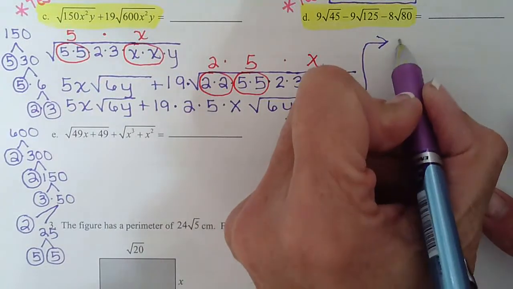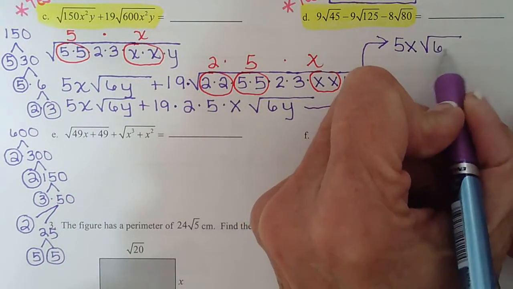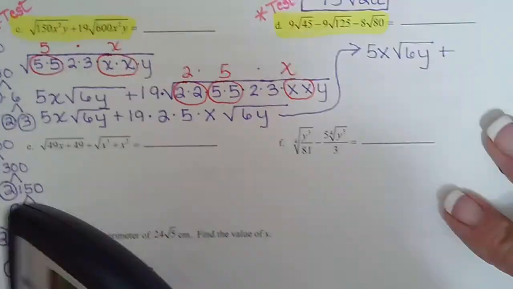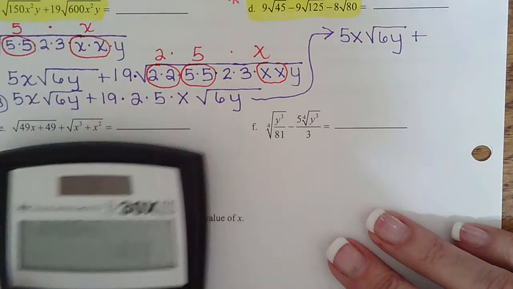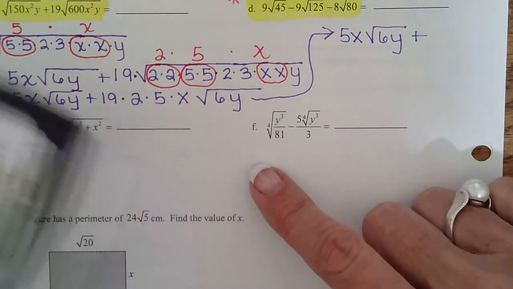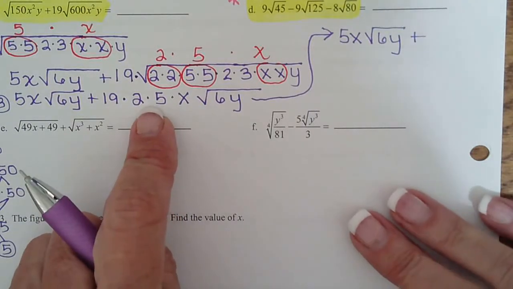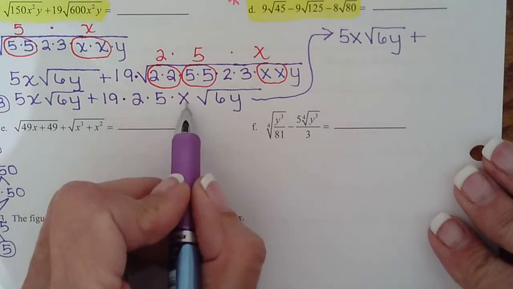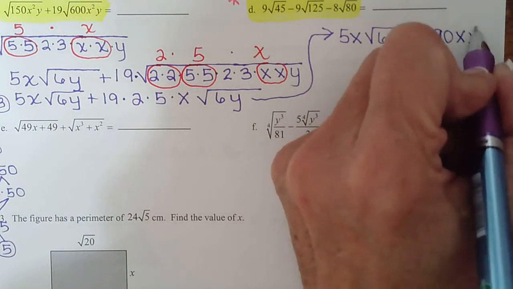So 5x square root 6y is going to stay that. And then we can take our calculator out again to figure out what this number is going to be. Oh, that's pretty easy, isn't it? It's 19 times 10. I didn't see that before I grabbed the calculator. So this is 10 times 19, which would be 190x square root 6y.